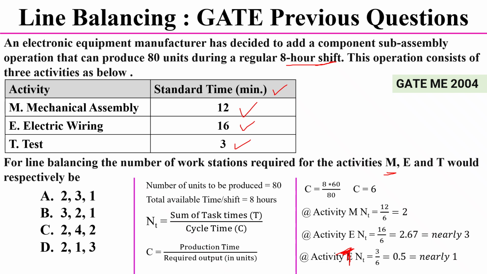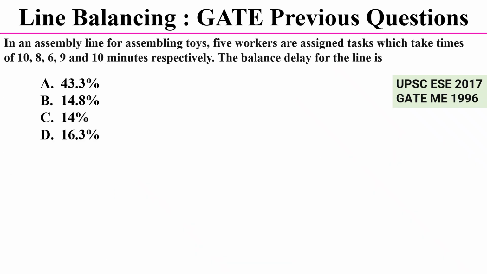So the number of workstations at M is 2, at E it is 3, and at T it is 1. So option A is the correct answer, 2, 3, 1. Next we look at another question.